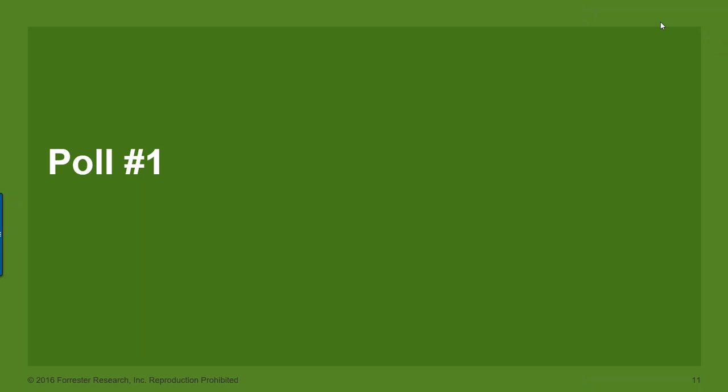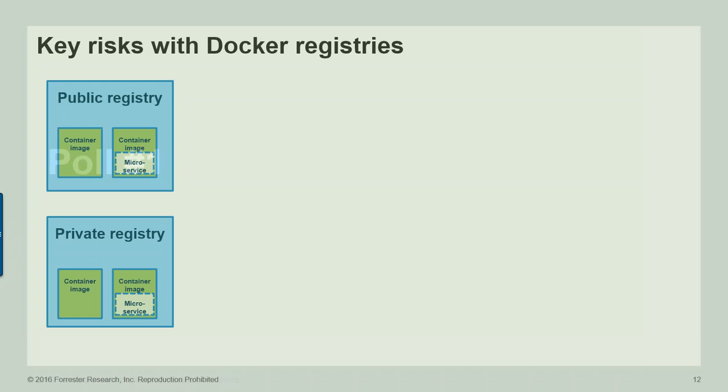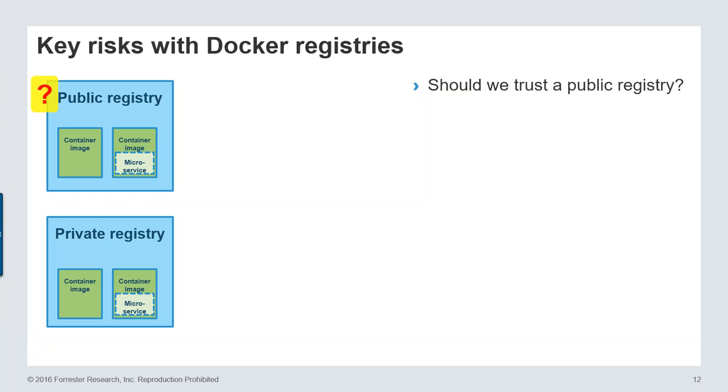So let's talk some about what the issues are here then with these containers and Docker, and specifically the kinds of attack points and attack surfaces. So let's first look at the registries themselves and some of the questions that come up there. The first major thing is just understanding, should you trust a public registry?